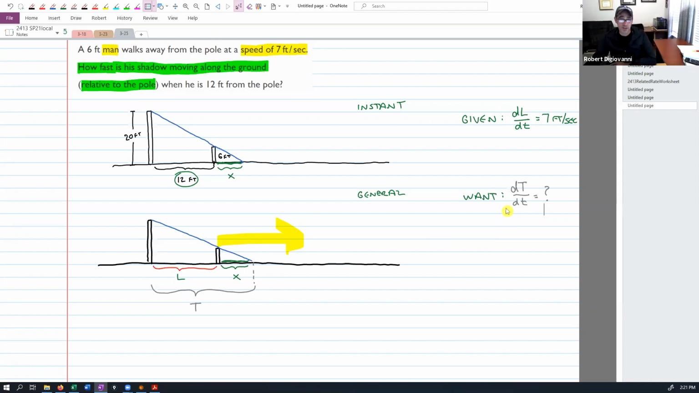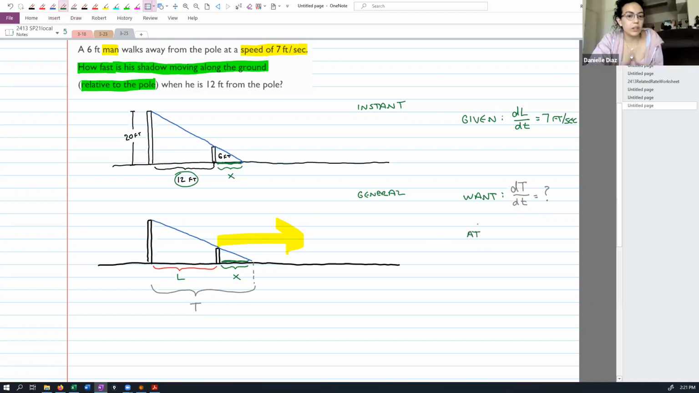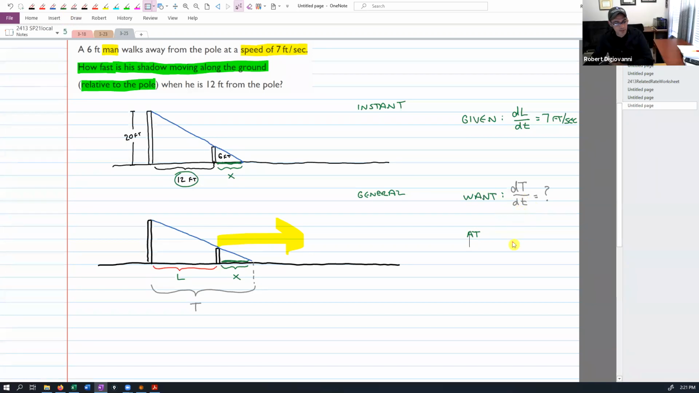You don't want to get ahead of yourself because you have to know what you're looking for, right? We want dt. When do we want it? At what moment in time? For the instant. What's the instant? There's some information about the instant that we can put here. When L is equal to 12? When L is 12. Good.